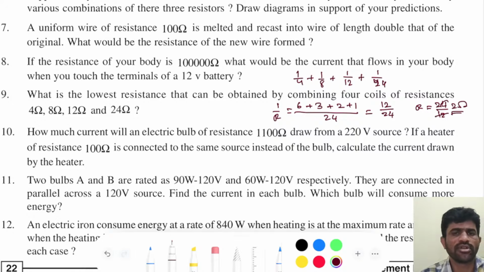If a heater of resistance 100 ohms is connected to the same source instead of the bulb, calculate the current drawn by the heater. How much current will an electric bulb of resistance 1100 ohms draw from a 220 volt source? First we can find out the current directly, 220 by 1100. If a heater of resistance 100 ohms, then 220 by 100. In both the cases you have to find out the current.